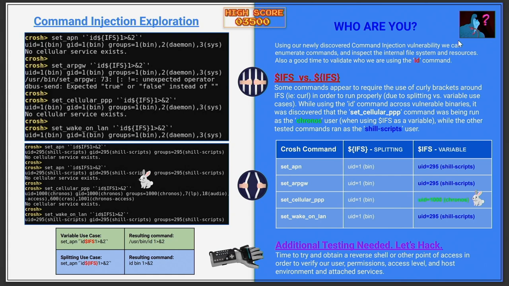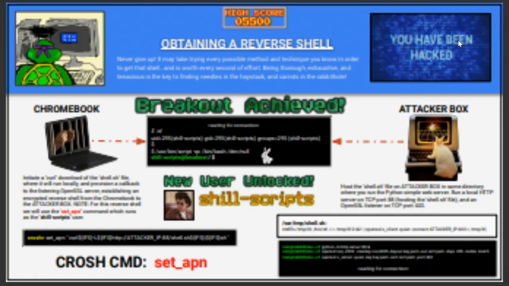the wake on LAN there, we will see that three of those commands run as the shill scripts user. One of them runs as Chronos. So we have an anomalous binary there that's running as a different user. So right now we have access potentially to two users on the backend system. We need to hack more, so we are going to do that with the power glove.